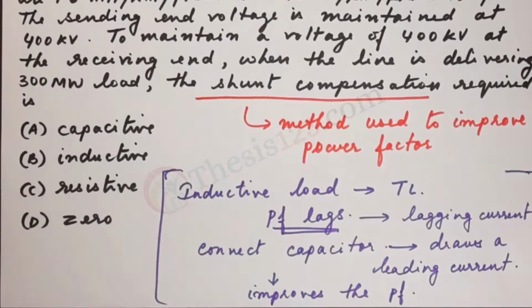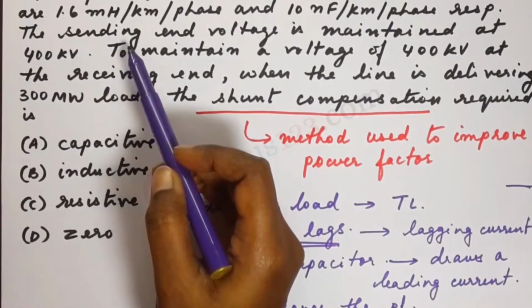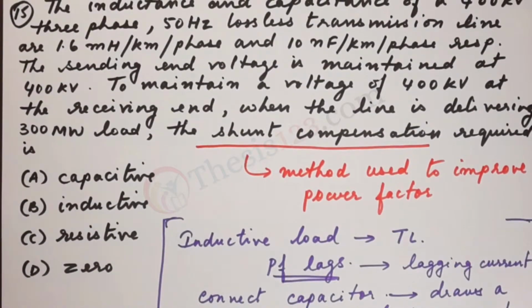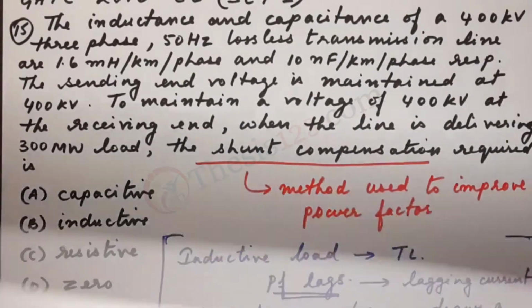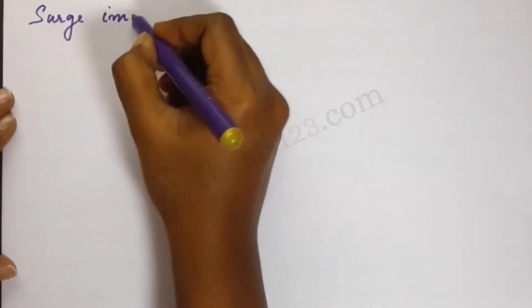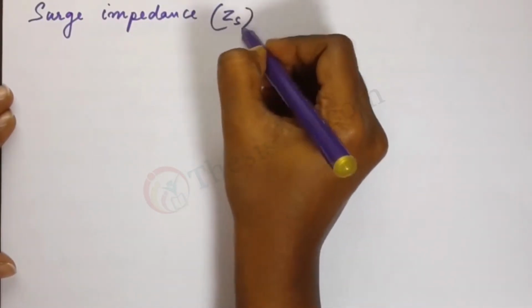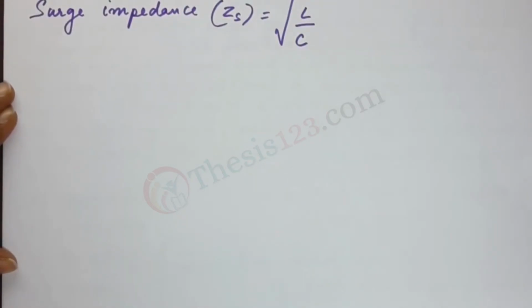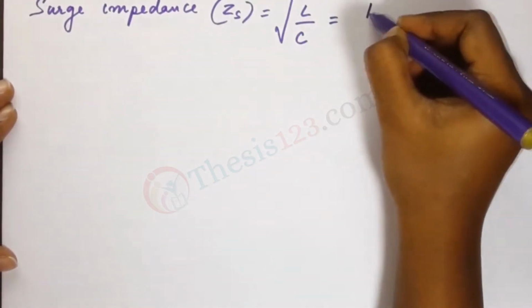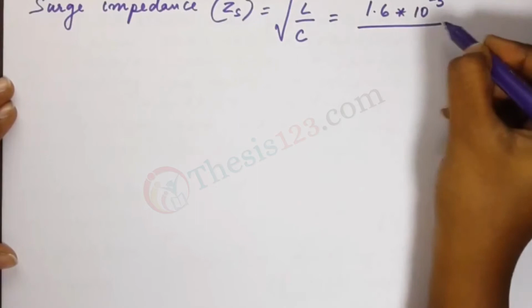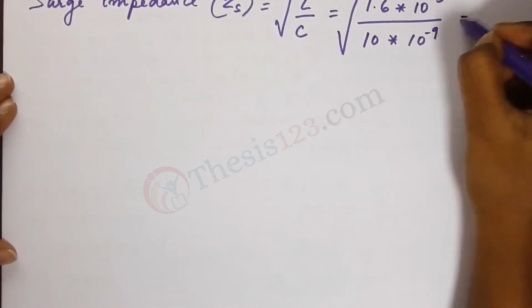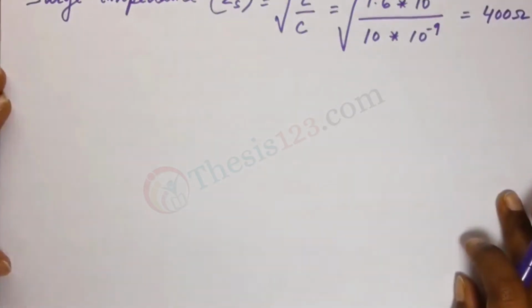Alright, so now we have to figure out the question given to us. Now let's look at the surge impedance of the system given. We have been given the inductance as well as the capacitance value, so we can find out what the surge impedance is. Let me just get another sheet of paper here. Okay, so let's calculate the surge impedance. ZS, the surge impedance, is given by root L by C. We have already been given the values of L and C, so let's substitute that. L is 1.6 times 10 power minus 3 divided by capacitance, 10 times 10 power minus 9, square root of that, and the square root of this comes to around 400 ohms.